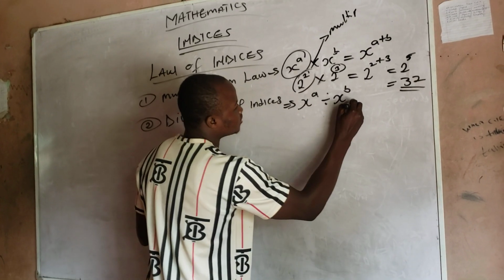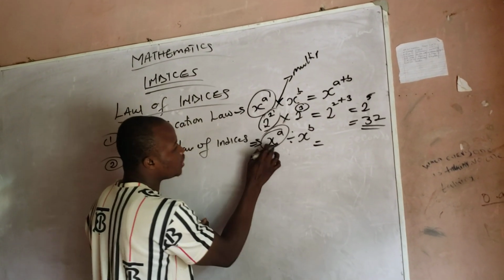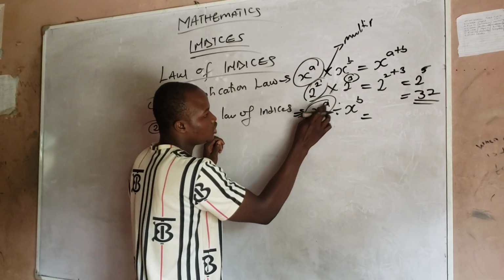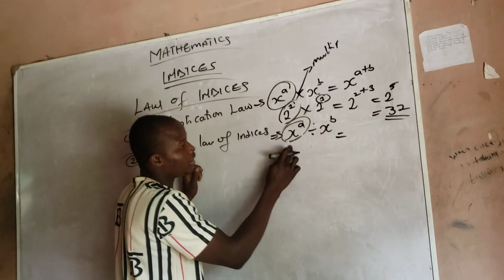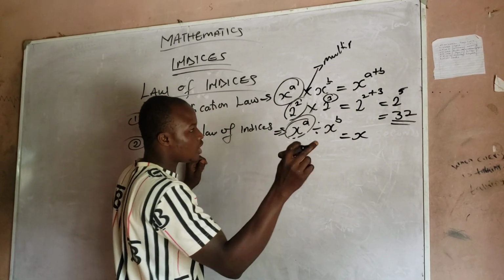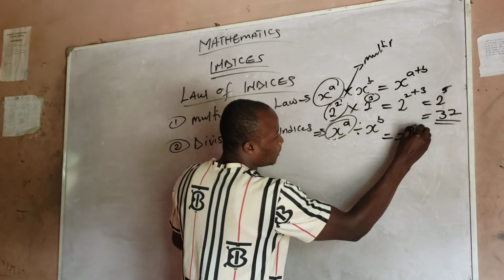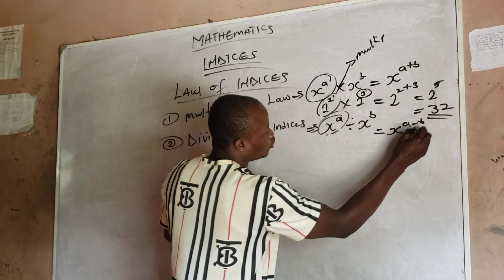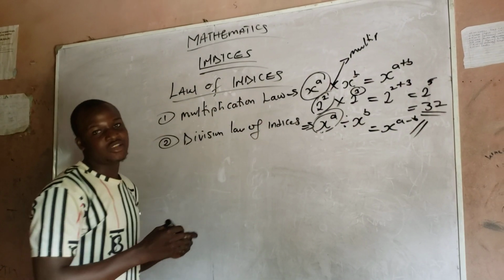So your answer becomes, you take the first one, always let the power come first. The first power should be from the first base. Are you with me now? The base are equal, right? x. So the first power should come from the first base, a minus b, because of this division sign. So this becomes our answer.